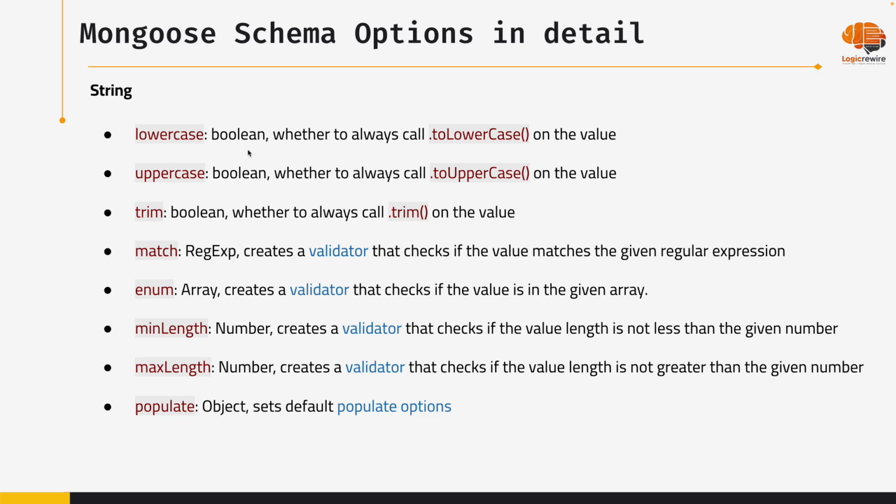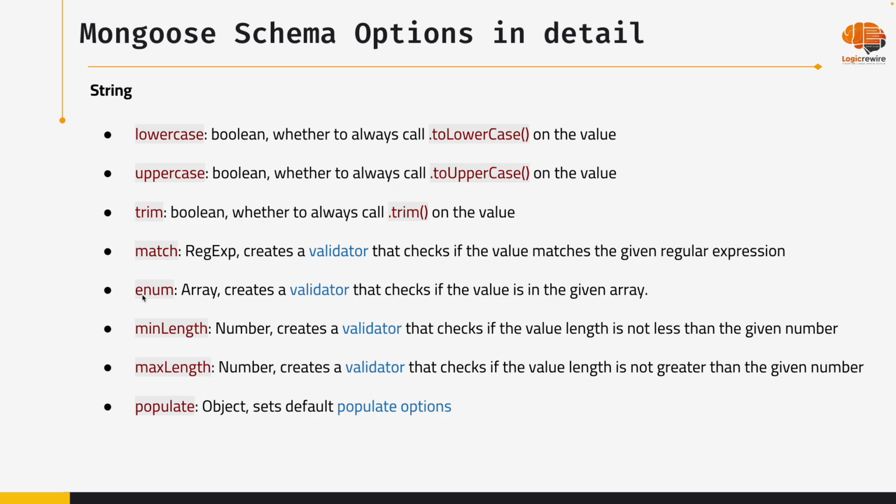So what are the properties? In string you can just write lowercase true, something like that. In the same way you can write uppercase true, trim true, and match. We can match with some regular expression; you can provide that the string should match this regular expression. You can also create an enum. We already discussed enum, right?